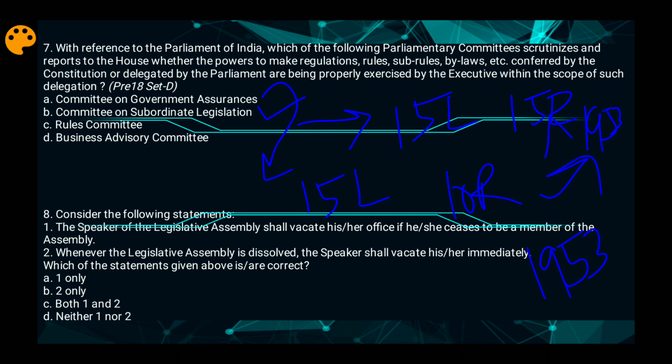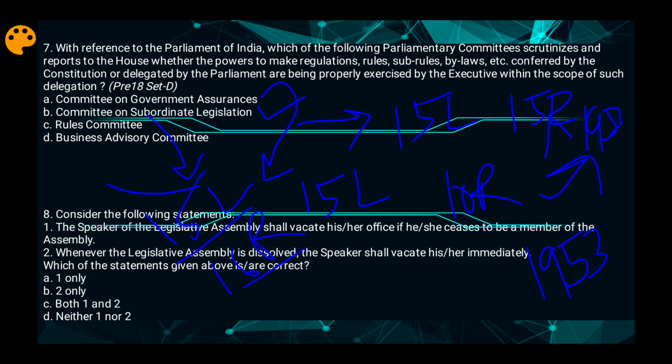Next, the Rules Committee. It standardizes the rules of procedure of the House. The strength of this committee is 15 members from the Lok Sabha and 16 members from the Rajya Sabha, and in this committee the ex officio chairman is the Speaker in terms of the Lok Sabha, and the chairman is the Vice President of India for the Rajya Sabha.